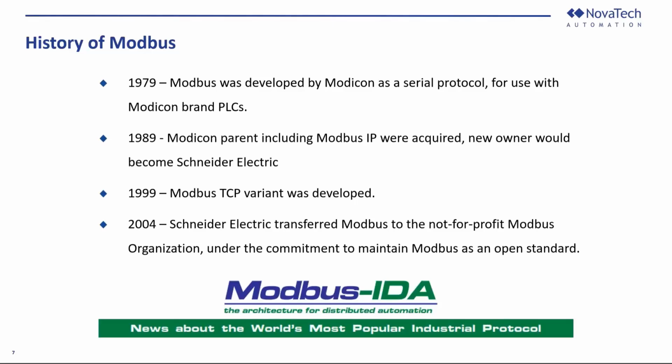Modbus IDA, the architecture for distributed automation. This was a capture from around the 2004, 2005 timeframe, when the ARC Advisory Group, a leading analyst firm for the industrial automation space, found that in 2004, Modbus TCP was the top industrial Ethernet protocol in terms of units shipped. So it's been around, it's huge, and it's still heavily used in many industries.